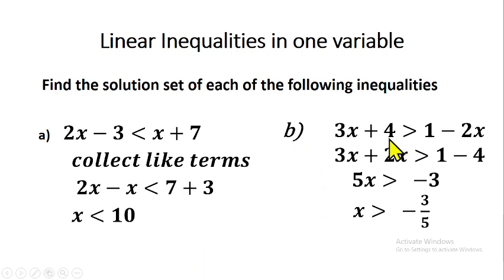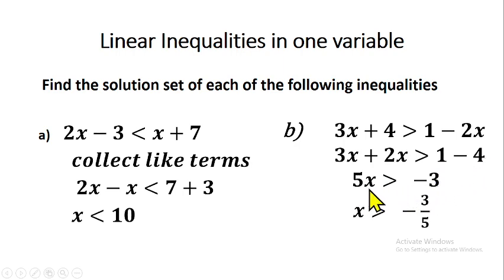Let's see this one. We are having 3x plus 4 is greater than 1 minus 2x. We have to solve this as well to get the range of values of our x. The same thing, you collect like terms. You have 3x, this minus 2x comes here. You have 3x plus 2x, then we have 1. Then this 4 comes here, becomes minus 4. 3x plus 2x will give us 5x greater than 1 minus 4, which is minus 3.